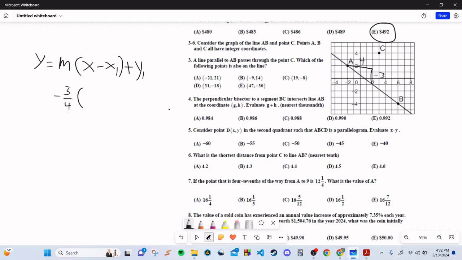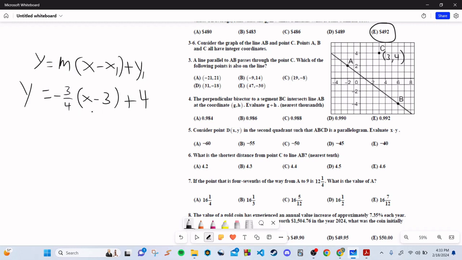Okay, so now we're going to plug in the coordinates of point C, which are 3, comma 4. So we're going to do x minus 3 plus 4. And so this is the equation of that line passing through C that's parallel to line AB. And so we can plug in each of these answers into here, see what we'd get.